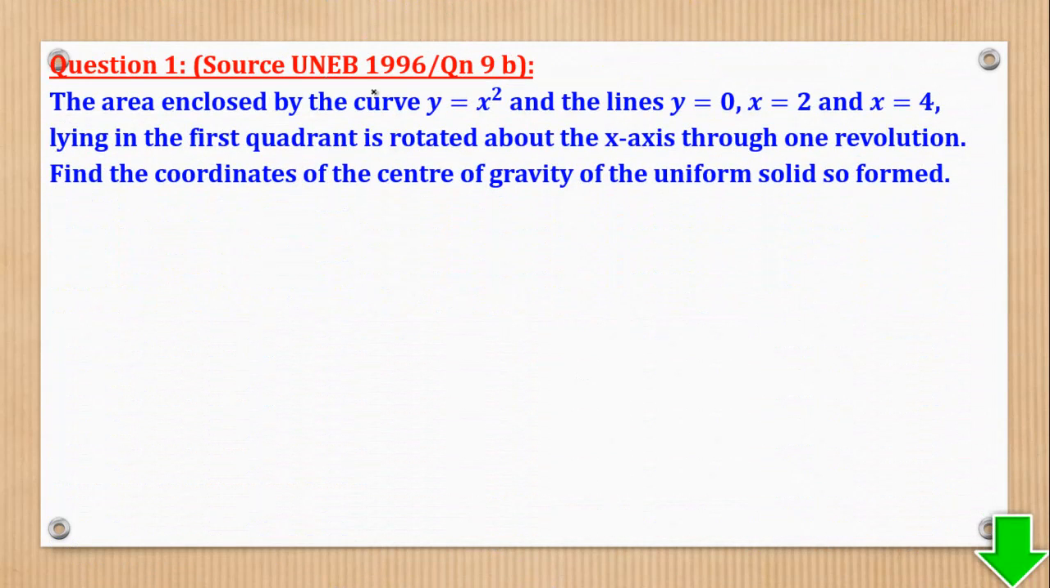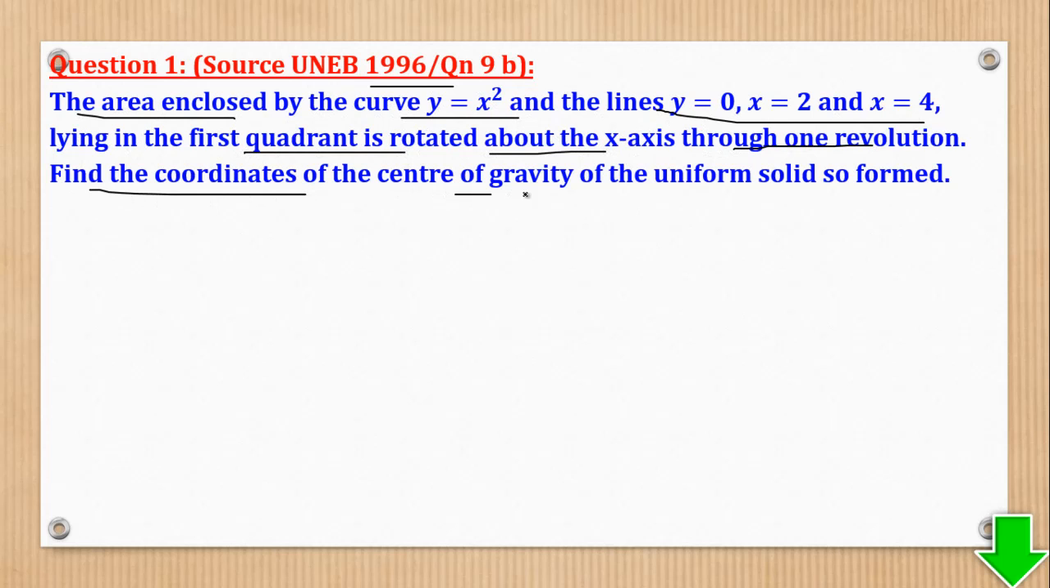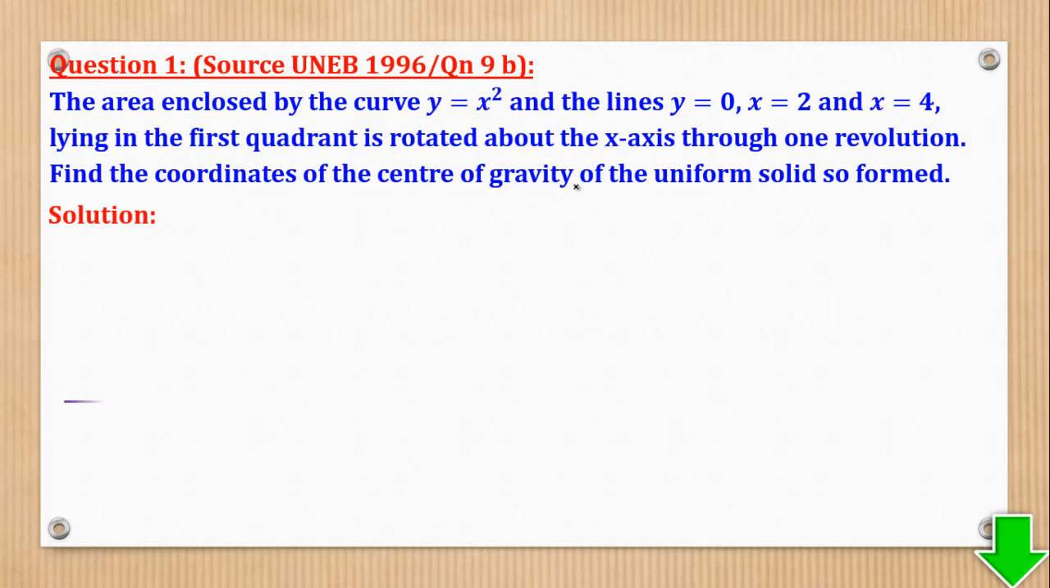And with that, we shall go through these questions. Question 1 came from 1996, part 2, question 9b, and says, the area enclosed by the curve this and the lines these ones lying in the first quadrant is rotated about the x-axis through one revolution. Find the coordinates of the center of gravity of the uniform solid so formed.